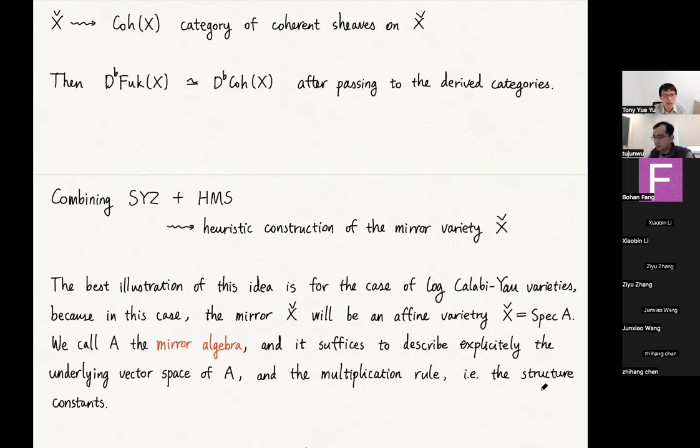So actually, what I will explain will also work for more general Calabi-Yau, but today I will tell the story in the log Calabi-Yau case. And different from a symplectic world where we usually need some assumptions about singularities of Lagrangian of SYZ fibration, here we don't need any assumptions. It will work for any affine log Calabi-Yau variety.